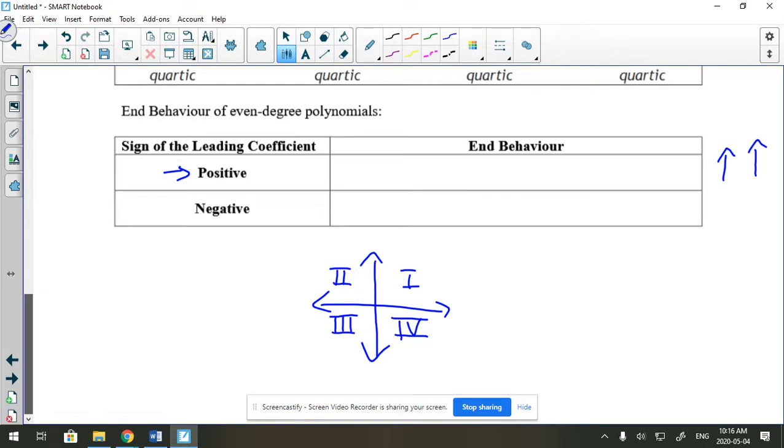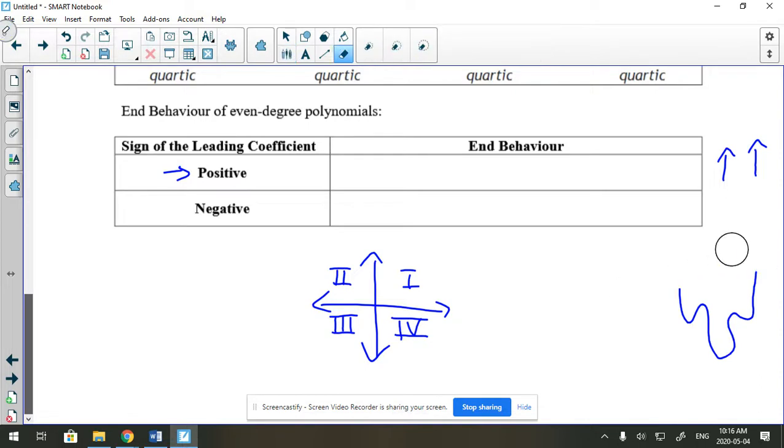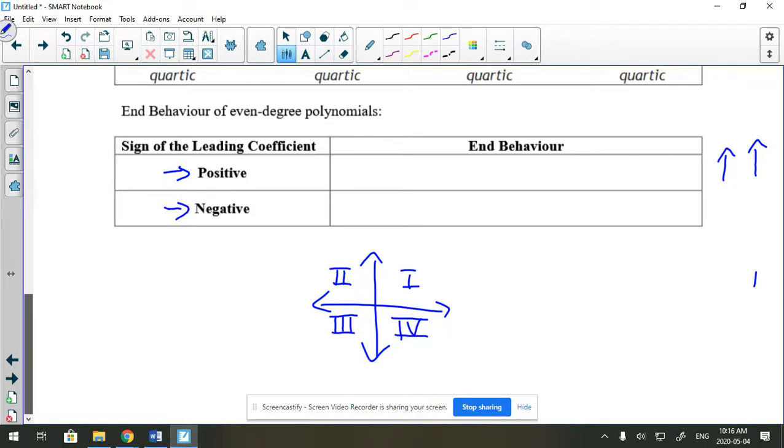There might be a bunch of stuff in between, but you know that it's pointing up for your start and at your end. And then if it's a negative, then you know that it's going to start and end pointing down. So the language that we use for end behavior is that I know it's going to start in quadrant 1 and end in quadrant 2. Because if you look at the quadrants here, you know it's going to start going up, and there might be some stuff in between, and then it's going to end going up.